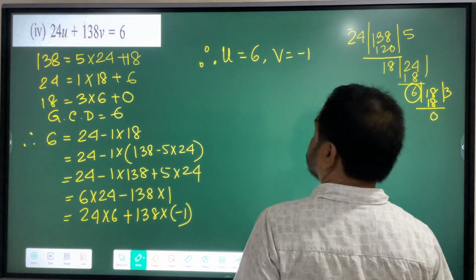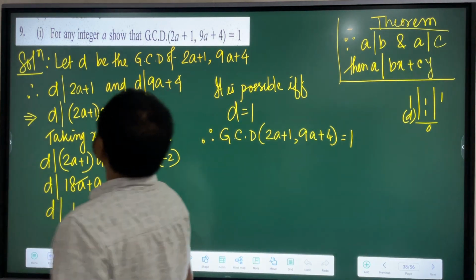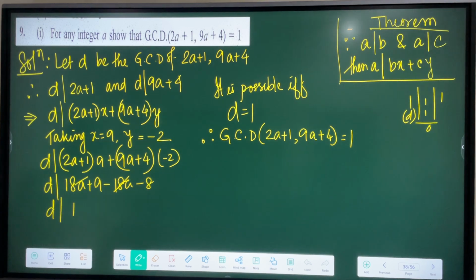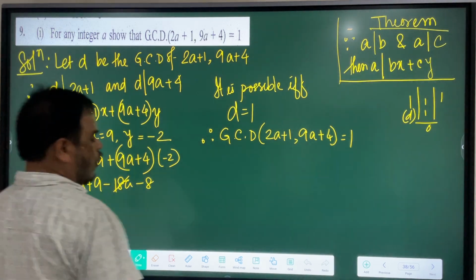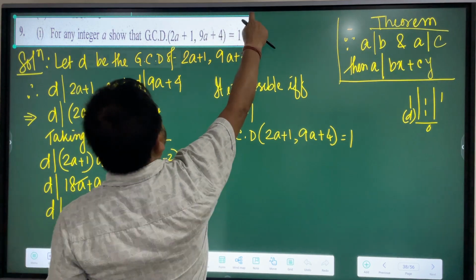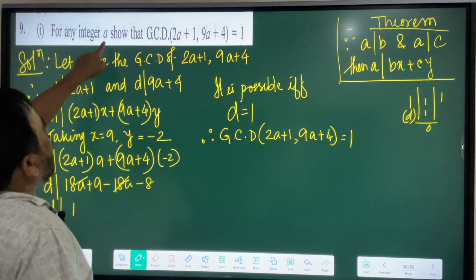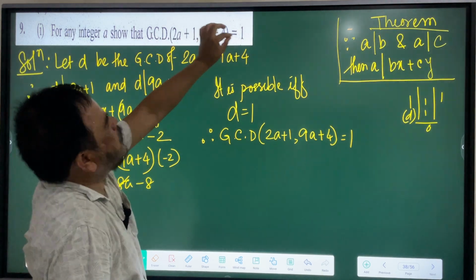This one you will do yourself. This one also same thing. Number 9, 1. For any integer a, show that GCD of 2a plus 1 and 9a plus 4 equals 1. GCD is 1. This is what you have to prove. For any integer a, show that GCD of these two terms is 1.